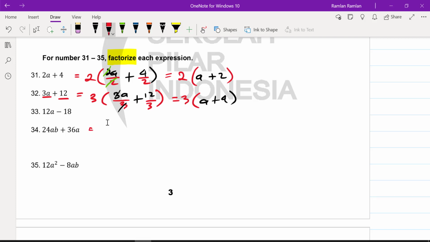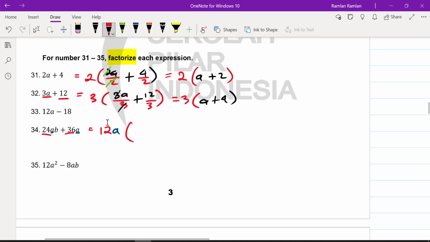Number 34. The first thing that we see is the numbers here, 24 and 36. The highest common factor of 24 and 36 is 12. So you pull out the 12, but be careful that we also have a variable that is the same, which is a and a. So a should also be pulled out. Okay, and then we have b over here, but we don't have b over here, so we cannot pull that out. Okay, so in here, we can do the same thing like before.